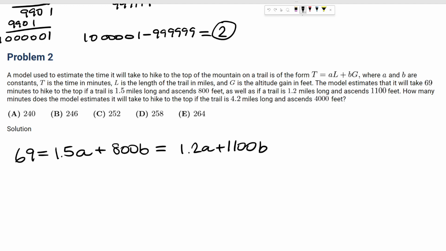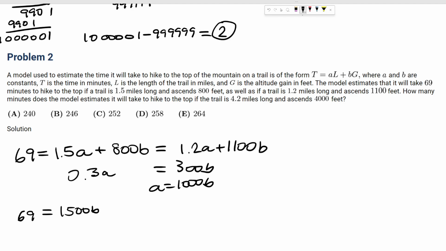So now we have that if we subtract this to the other side, 0.3a equals 300b, or a equals 1000b. And now we can substitute this back into here to get 69 equals 1500b if we plug in 1000b for a, plus 800b, or 69 equals 2300b, or b is equal to 300. Whoops, that's not correct. 100b is equal to 3.